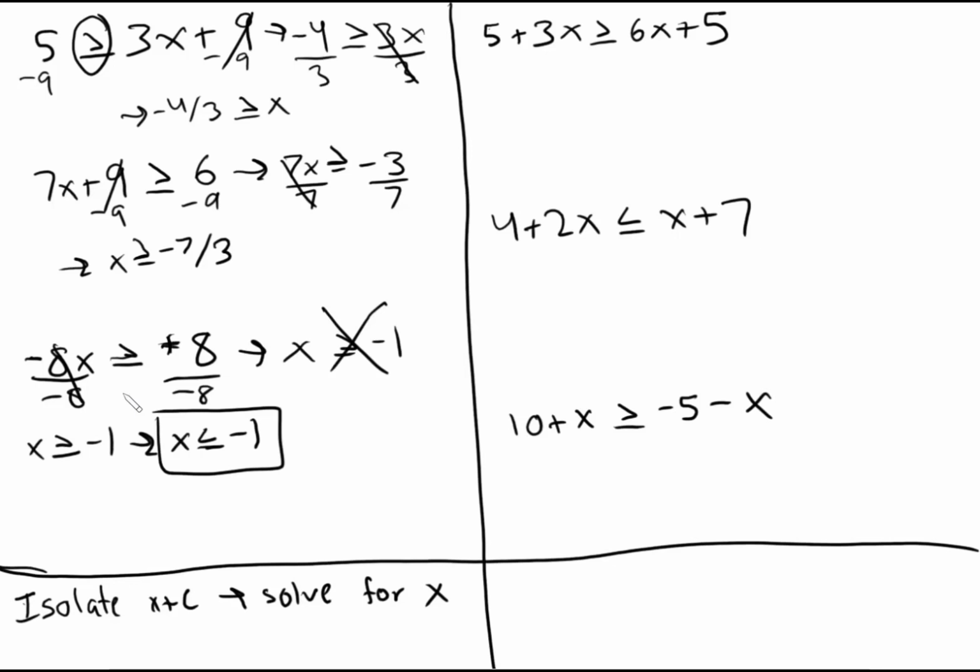And if you want to, you can plug it into your inequality and check. If x is negative 2, negative 8 times negative 2 is 16, which is greater than or equal to 8. But if we use x greater than or equal to negative 1 as our solution and plug in 0, you get 0 is greater than or equal to 8, which is actually wrong. So just keep that in mind: whenever you divide by a negative, switch the sign.